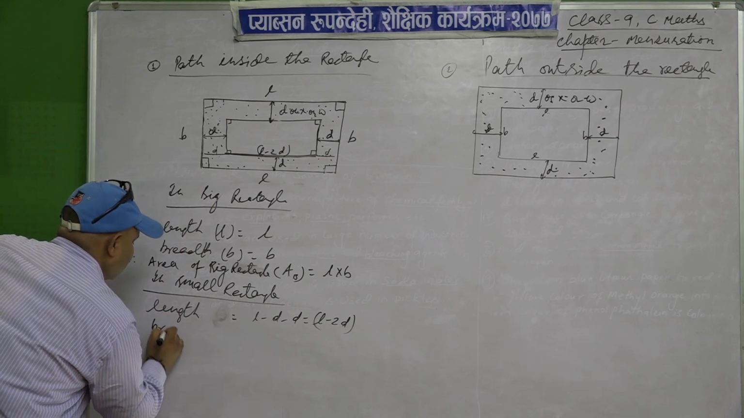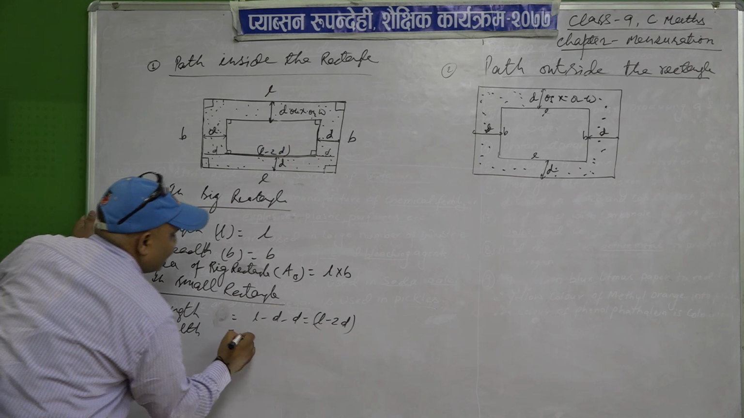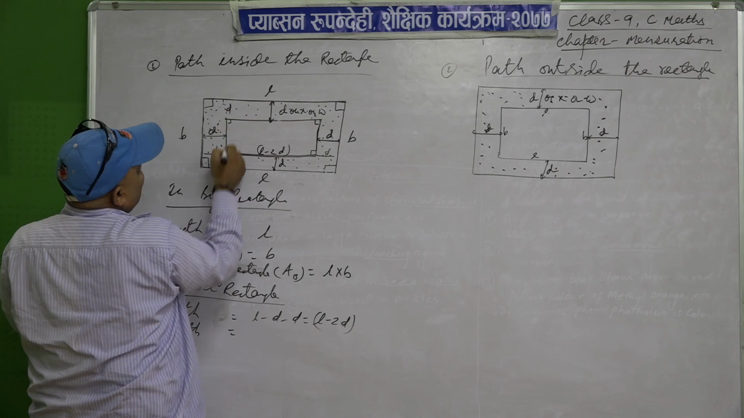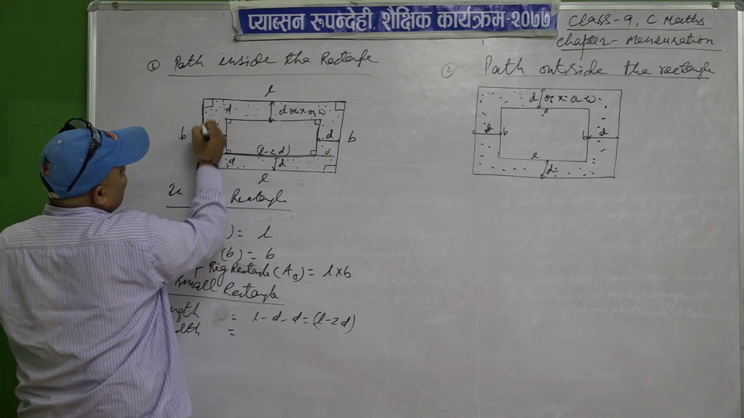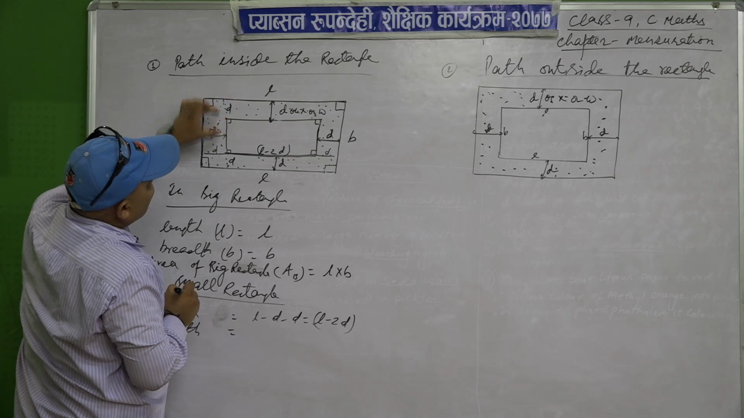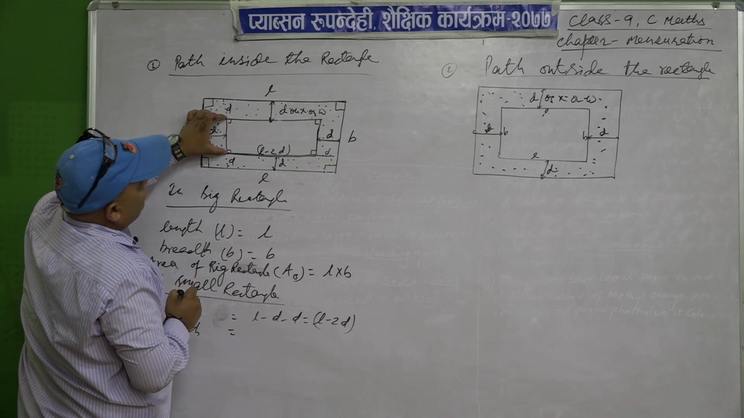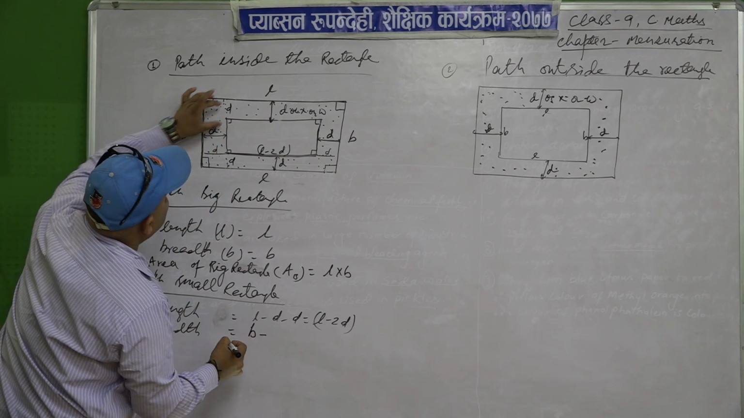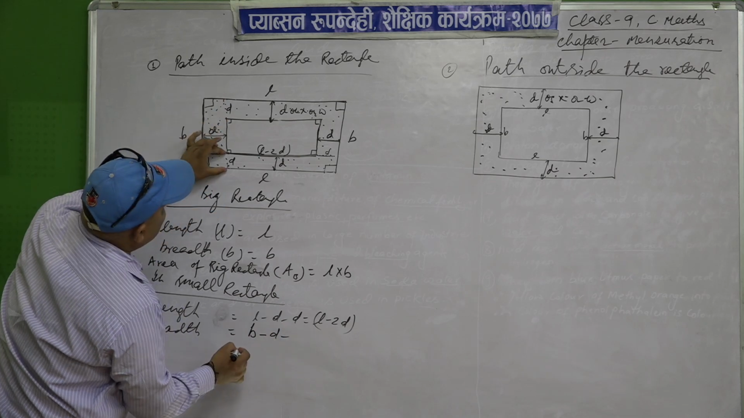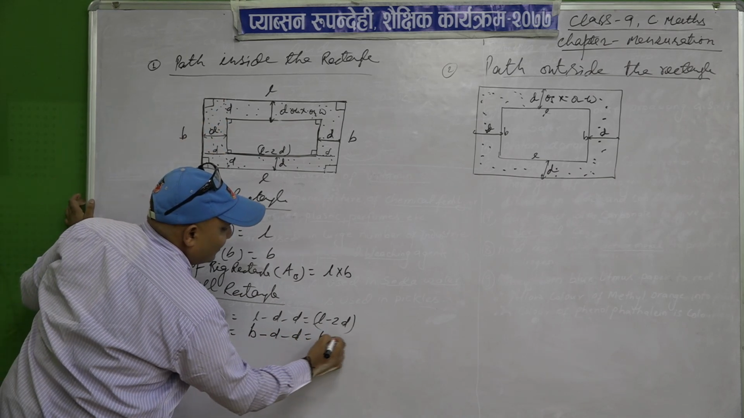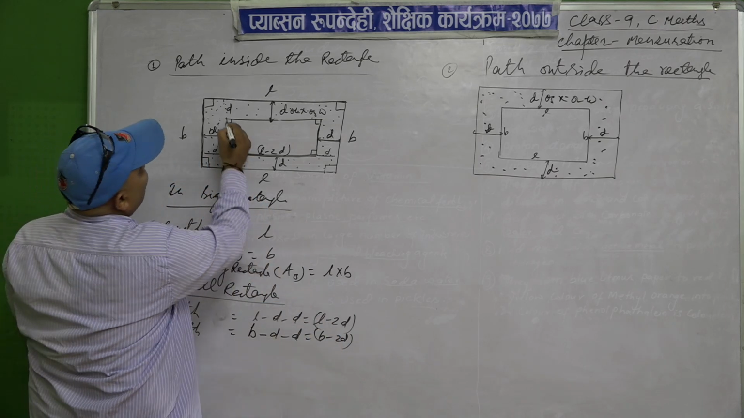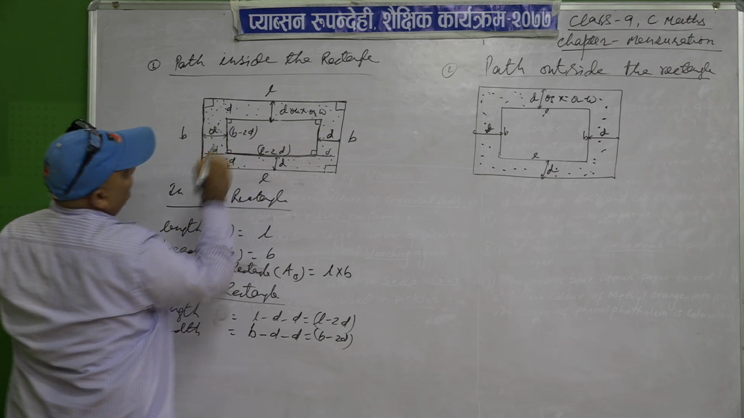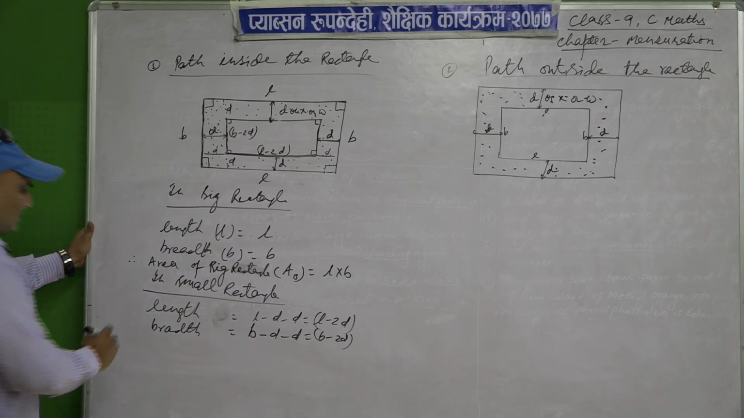Similarly, the breadth also we can find out. This part is d, this part is also d. From this breadth, if we subtract this d and this d, we will get the breadth of the small rectangle. From this b, we subtract d one time and d one time, it will be b minus 2d. It means the breadth of this small rectangle is B minus 2d.